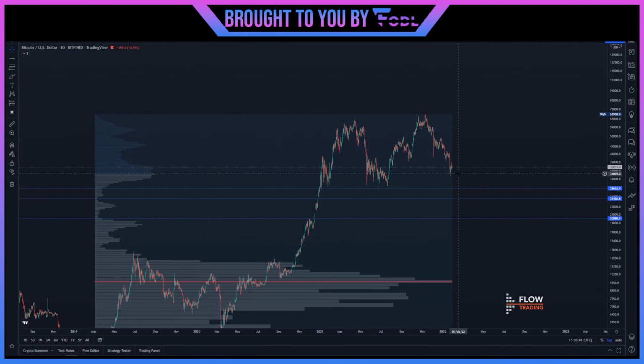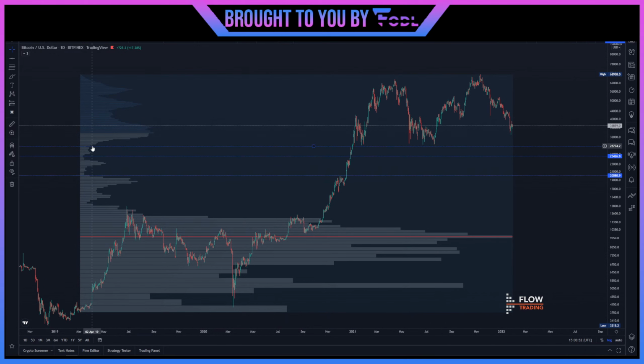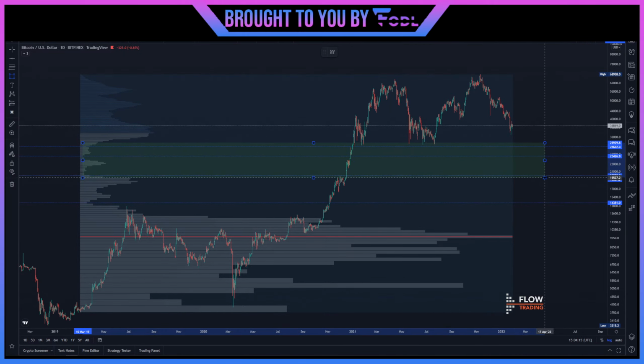The problem that I envisage, and this is why I'm showing you this chart, is that where all these blue lines are, which is basically where the low volume nodes are, I'm going to make that one blue as well, there's hardly any volume down there, especially between $28,000 and $20,000, within this area here.